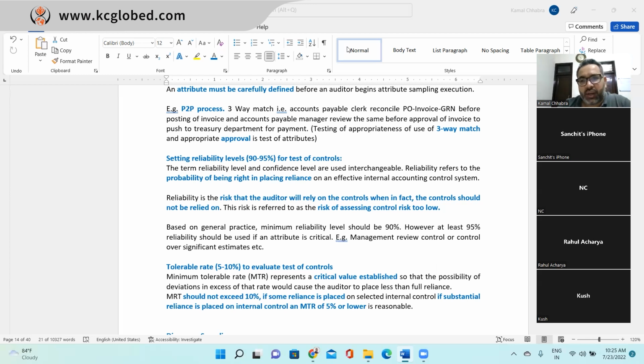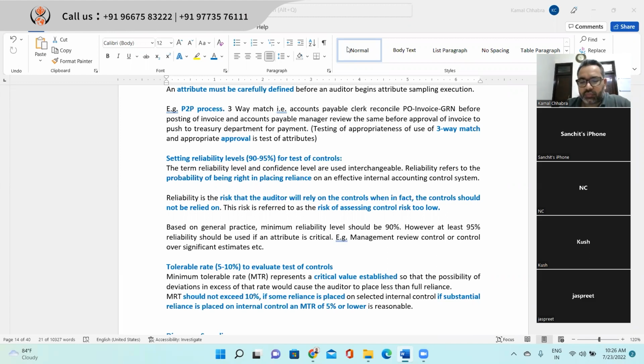If you cannot rely more than 90% on the control, the chances are high that you will end up not relying on the control. So you are not required to go for control testing if you have a doubt of more than 10% that the control may not be effective, right? Make sense? The terms reliability level and confidence level are used interchangeably, and reliability refers to the probability of being right in placing reliance on the effective internal accounting control system, right?